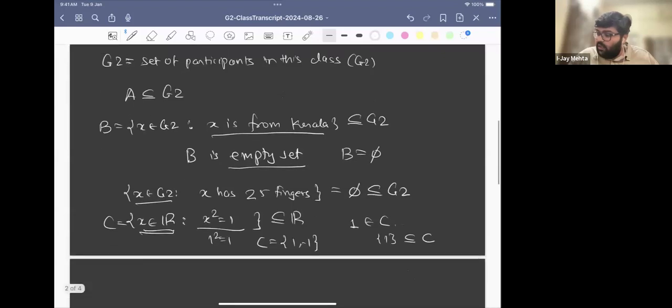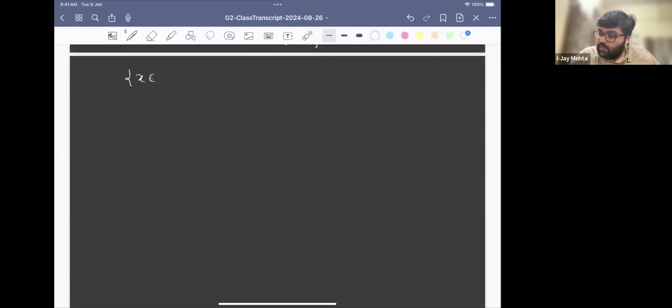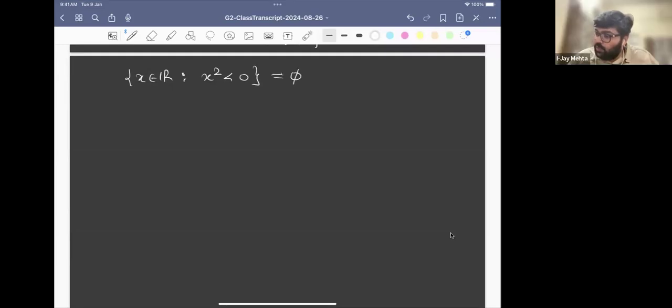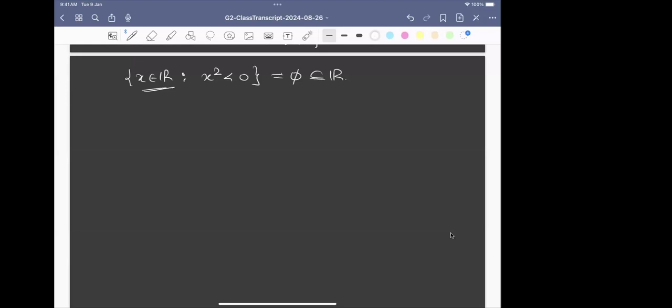But if I write like this, x belongs to R such that x square is less than 0, what is this set? It is an empty set. And we have shown it's a subset of R, right? Elements are coming. Why is it an empty set, Ritu? Because square of a real number is greater than 0.